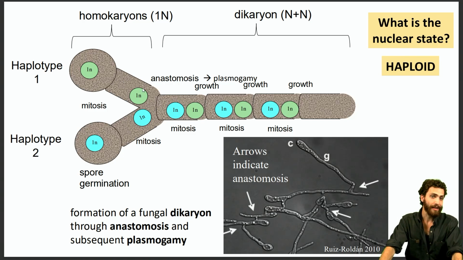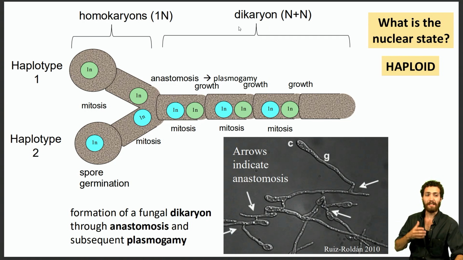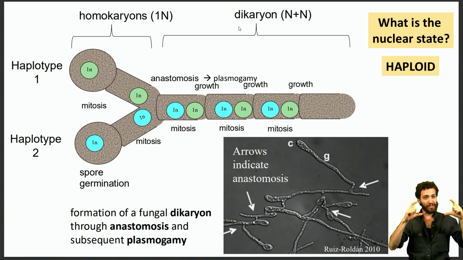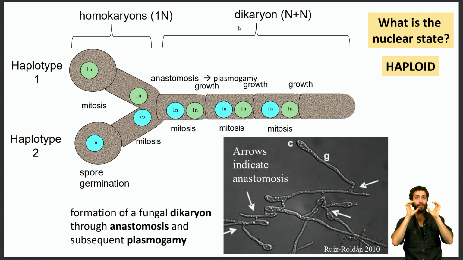When these two hyphae meet, they go from each being haploid to sharing a hypha, and each of these cells has two haploid nuclei, which means each cell is dikaryotic, and the hypha altogether is a dikaryon, which is N plus N. This is different from diploid. This is not 2N. We do not have a single nucleus with two different sets of chromosomes. Instead, we have a single cell. Each single cell has two nuclei. Each nucleus is haploid.